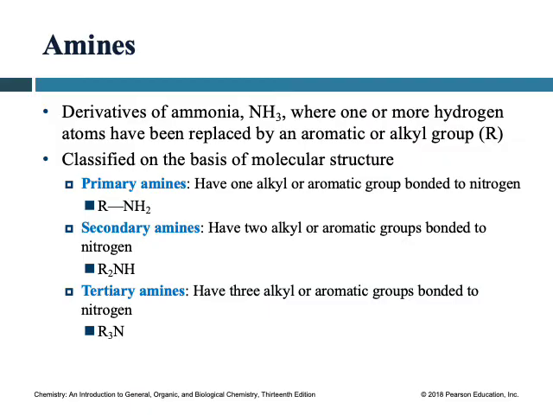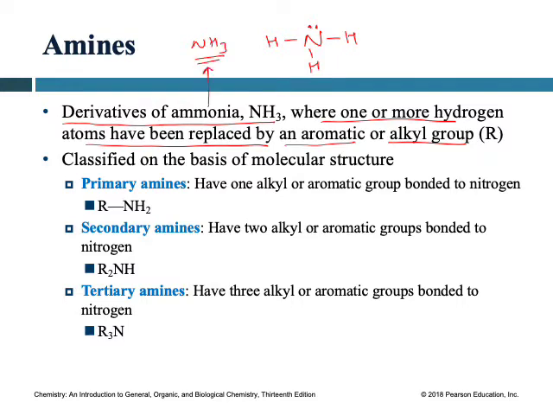So what are amines? Amines are derivatives of ammonia where one or more hydrogen atoms have been replaced by an aromatic or alkyl group. What does it mean? We know this is ammonia, NH3, and we have a lone pair on nitrogen. We can draw the expanded structure of ammonia, where we have 3 hydrogens attached to the central nitrogen.